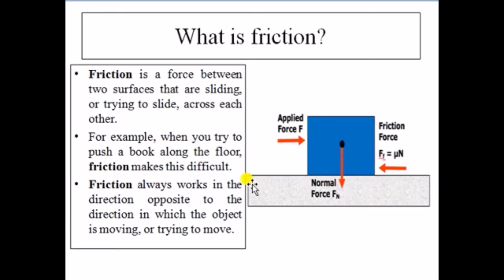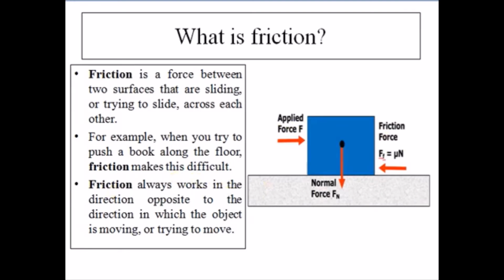In the adjacent figure, you can see that this is the ground surface. There is some body or some block, you can say, which is in the blue color. The weight of this block is acting in the downward direction, that is the normal force. We are applying a force in the right side direction, trying to move the block in the right side, but there is some force which is acting in the opposite direction to the applied force, and that is called the frictional force.